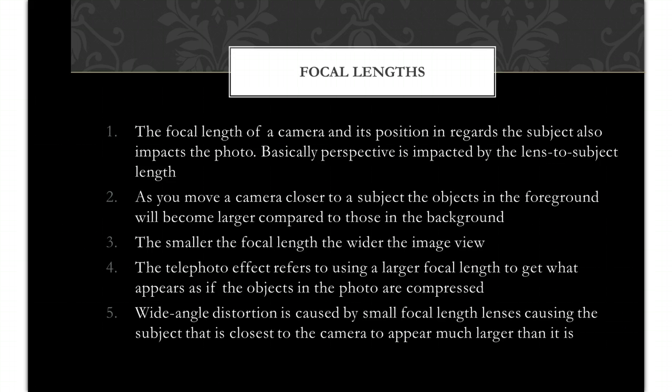The focal length of a camera and its position regarding the subject impacts the perspective. So if I have a lens, say a 17 millimeter lens, a wide angle, and I'm taking a person and their hand is close to the camera or the lens, their hand is going to look bigger in proportion to their body because it's got a small focal length. If that makes sense to you. Okay? So the focal length of a camera does have an impact on perspective.